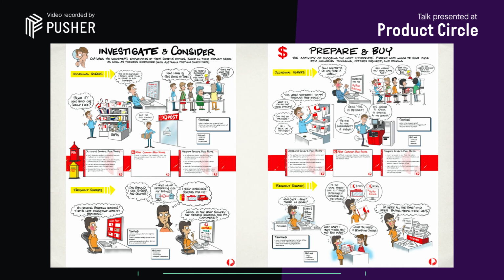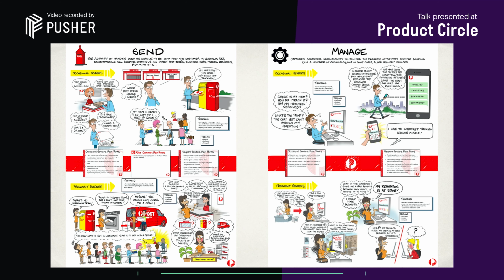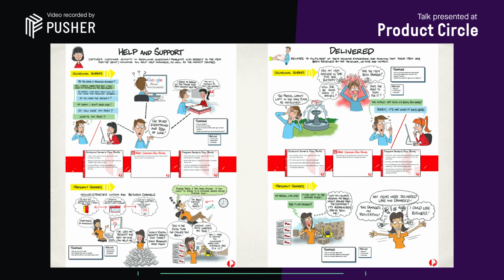This is investigate and discover, prepare and buy. On top you can see the occasional sender experience. At the bottom you can see the frequent sender experience. In the center we placed the pain points of both personas. This is send and manage. This is help and support and delivered.